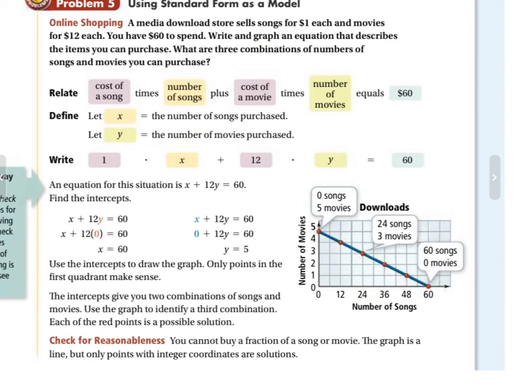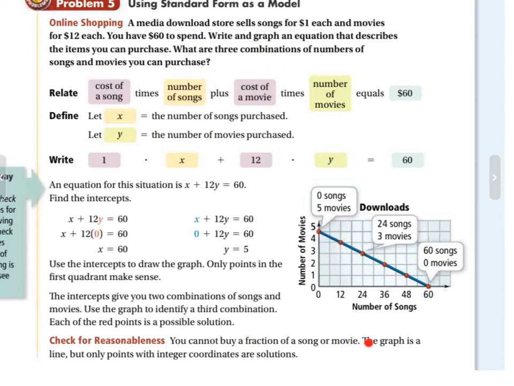The intercepts give you 2 combinations of songs and movies. Use the graph to identify a third combination. So we know we can have 60 and 0 or 0 and 5. And you could pick anything in between, like 24 songs and 3 movies. Use a graph to identify, and then check for reasonableness.